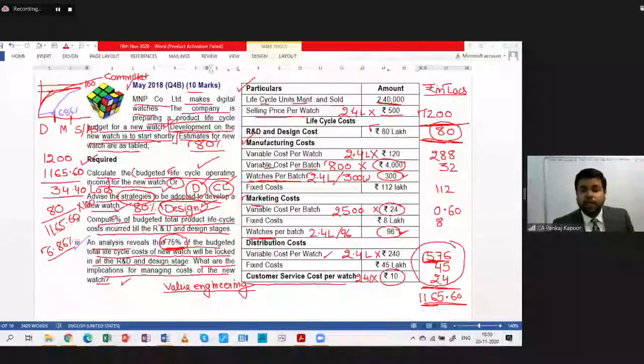Hence, while developing the product, we try to do what? We try to implement value engineering. And value engineering is a tool of which technique? Of target costing. So you can also write, we will apply target costing while designing the product. Even though the suggested answer also writes this word, we will apply the target costing.